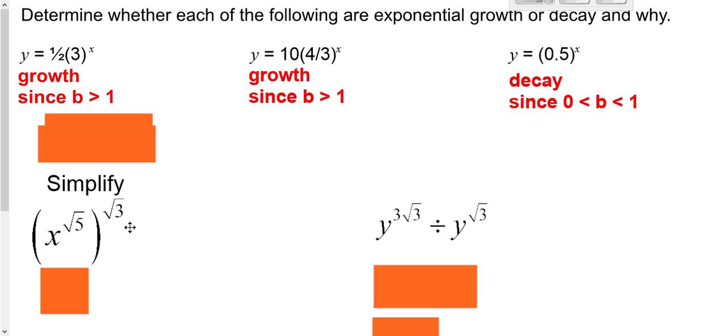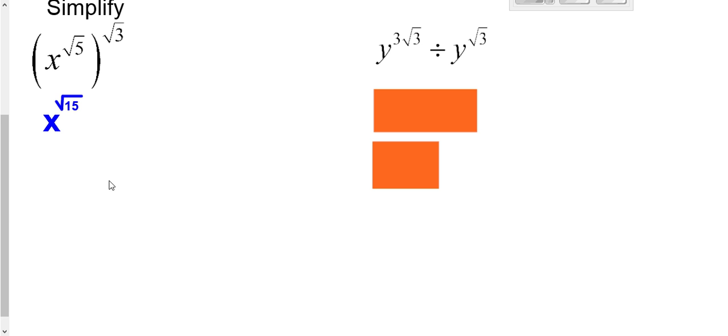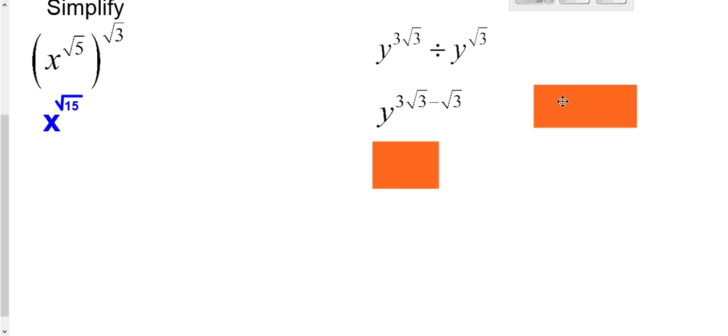Here, this requires us to go back to dealing with exponents from the other quarter. We have an exponent raised to an exponent. Remember, you have to multiply your exponents. And so you would get x to the 15th. On the right one over here, you are dividing. Remember, when you are dividing the same base, you need to subtract your exponents. So we have 3 of the root 3's minus 1 of the root 3's gives us an exponent of 2 of the root 3's.